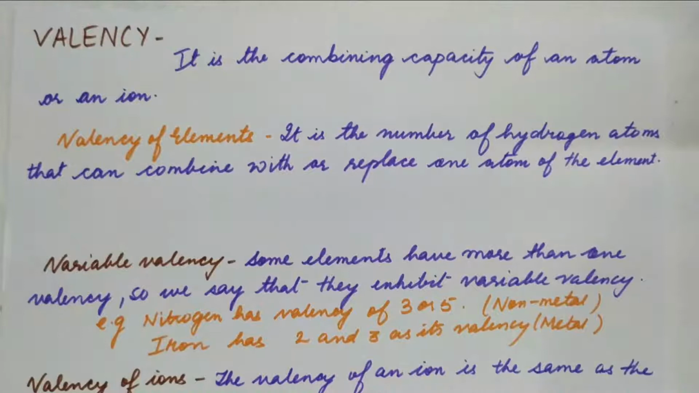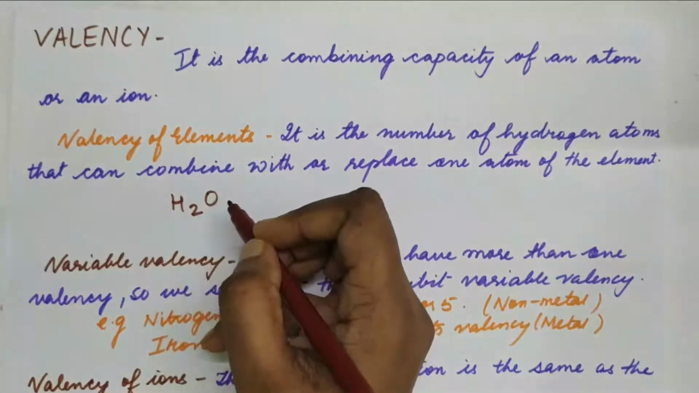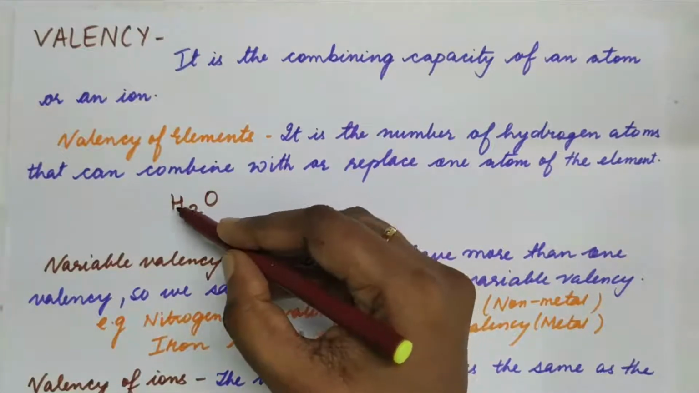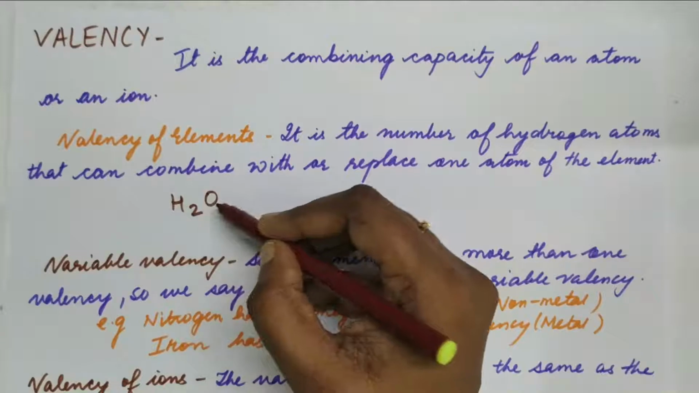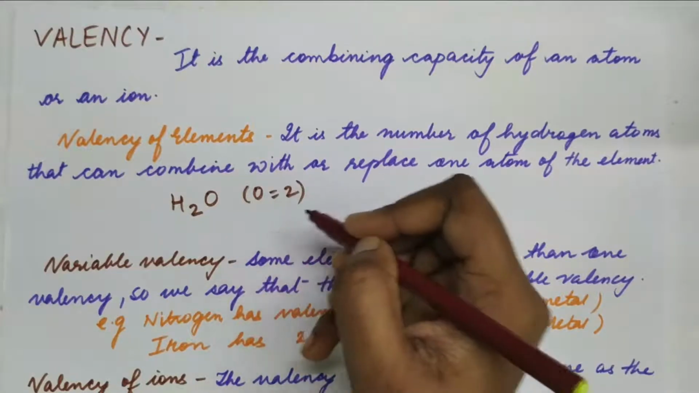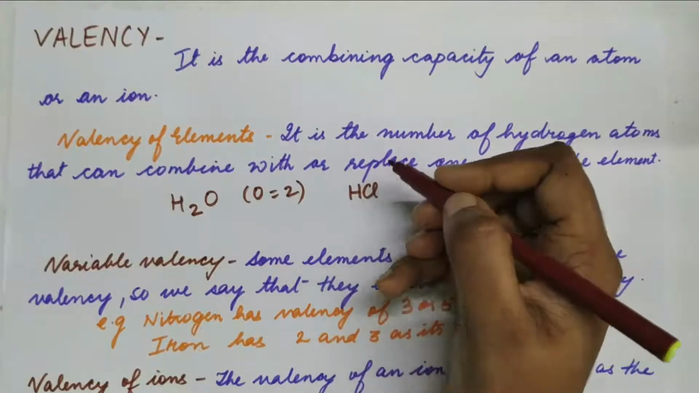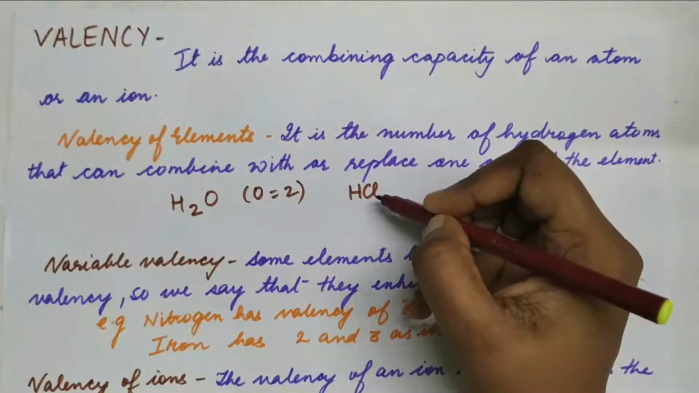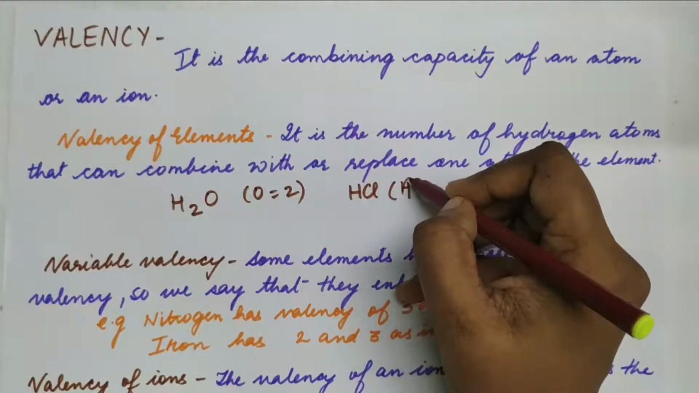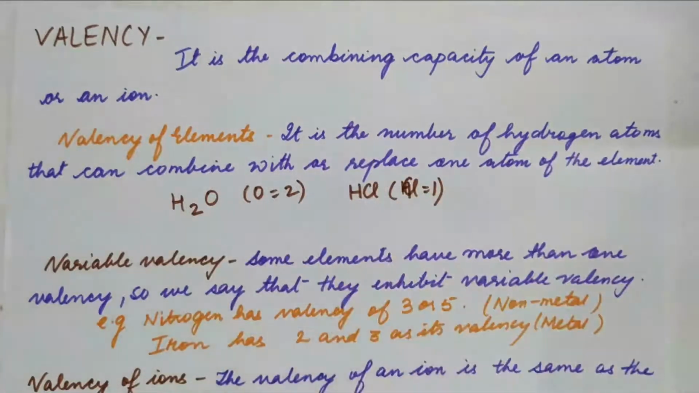For example, the formula of water is H2O. Here one atom of oxygen combines with two atoms of hydrogen, and so the valency of oxygen is 2. Similarly, in HCl, or hydrogen chloride, one atom of chlorine combines with one atom of hydrogen, and here the valency of chlorine is equal to 1, because we are taking hydrogen as 1 in all the cases.